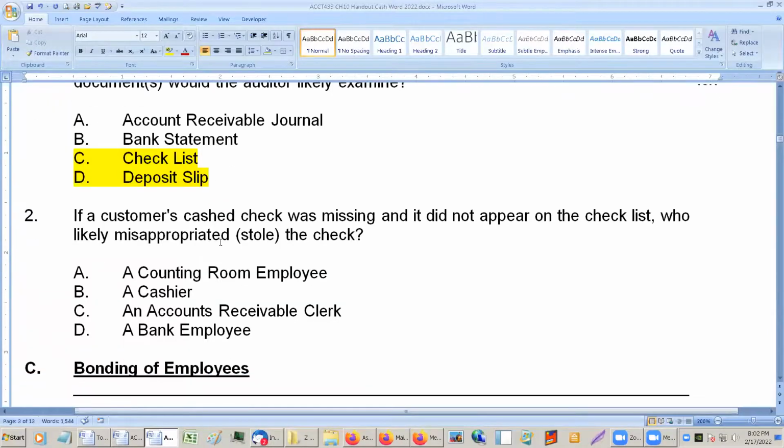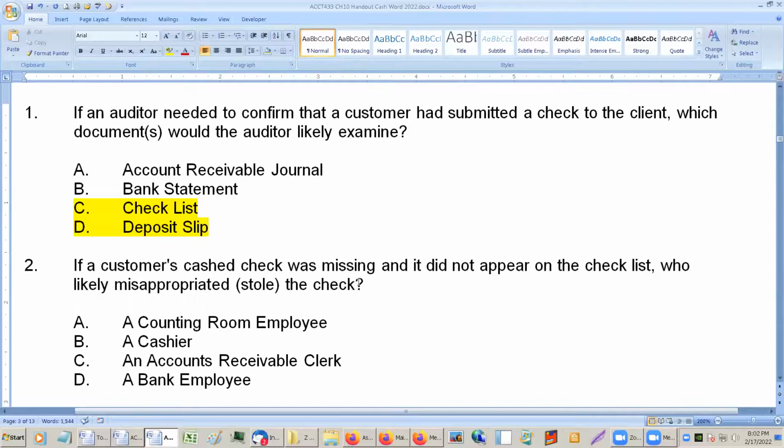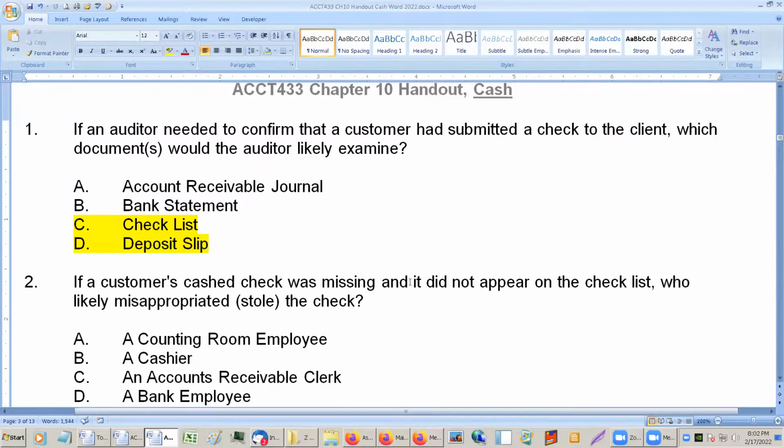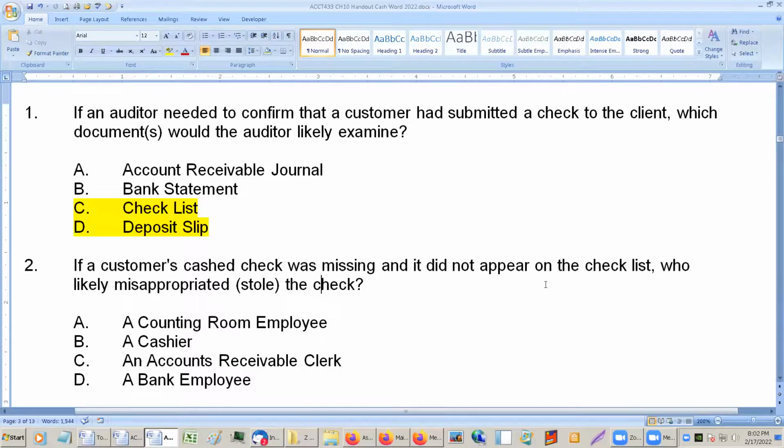All right. If a customer's check was missing and it did not, I didn't word this one very well, and up here on the checklist, who likely misappropriated, stole the check? A. Yep. A, accounting room employee. Okay, let's stop there.